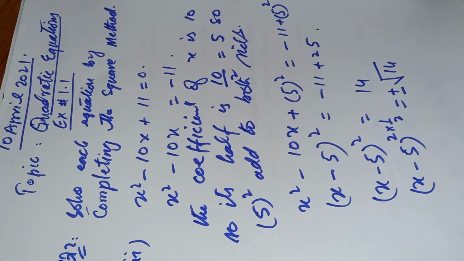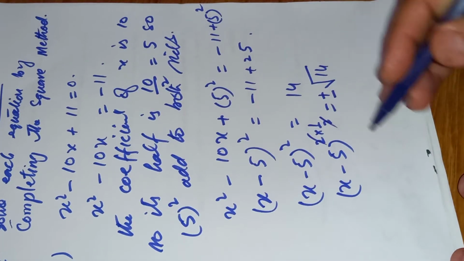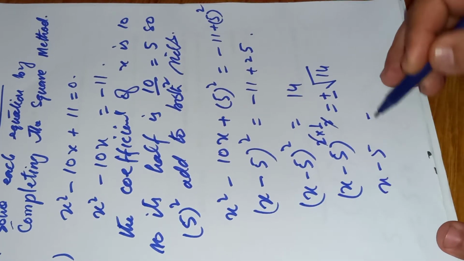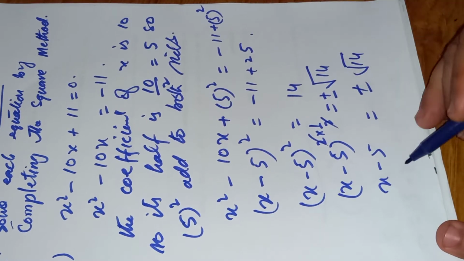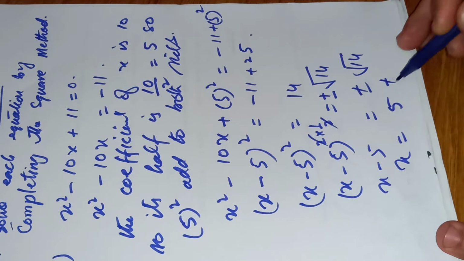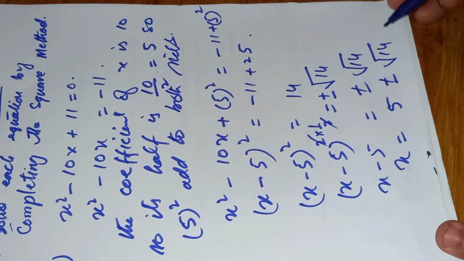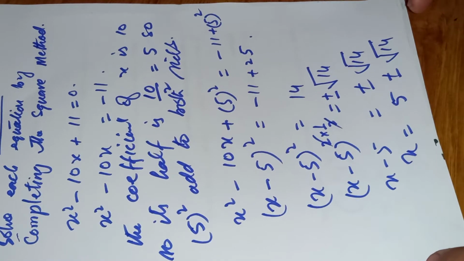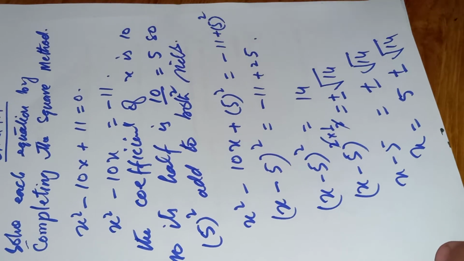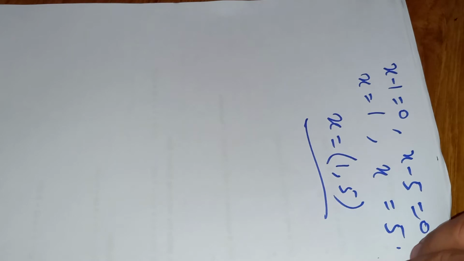It can be any of these values. So get rid of these two. We got x minus 5 equal to plus minus square root of 14. Minus 5 to the other side will become plus 5 plus minus square root of 14. That is the answer to this question. This is the roots of this equation by completing the square method.